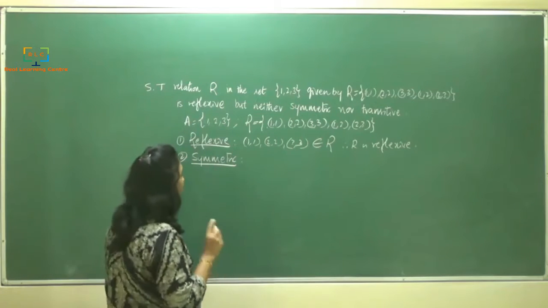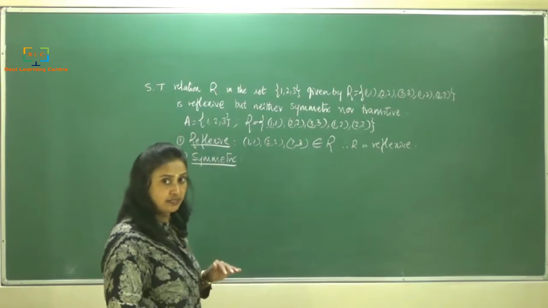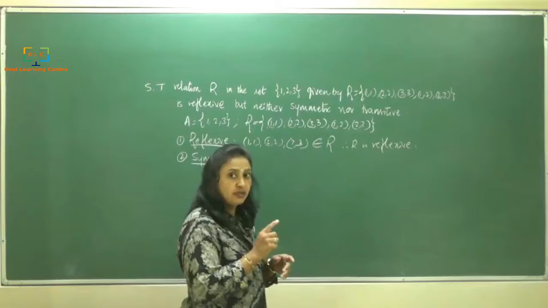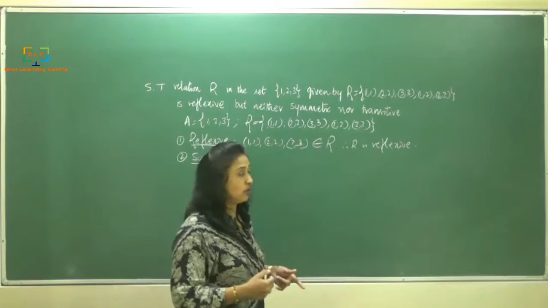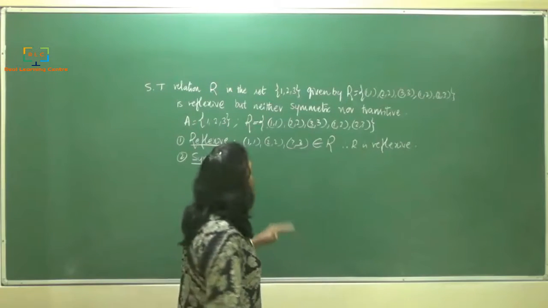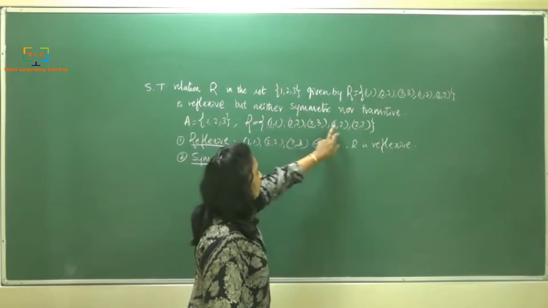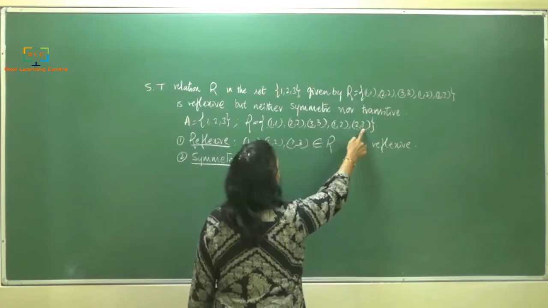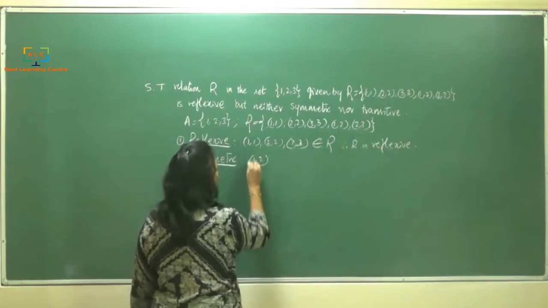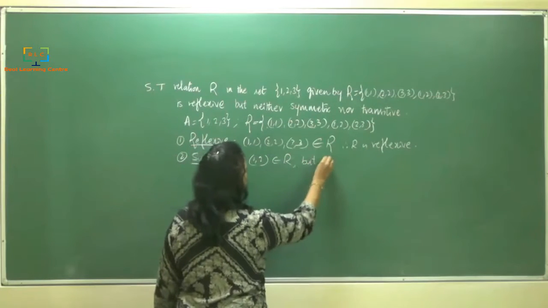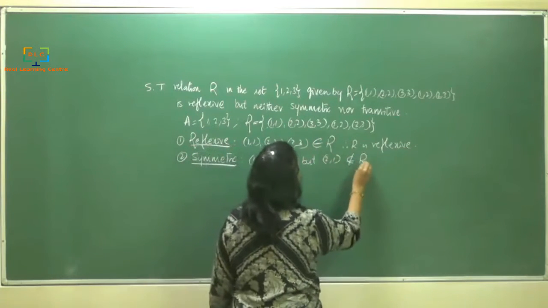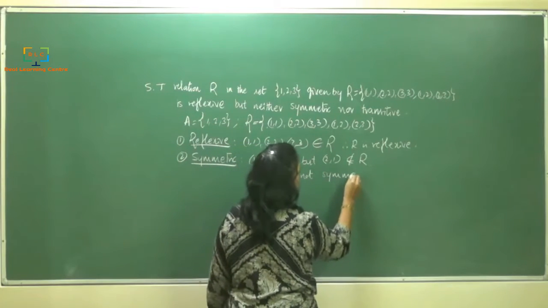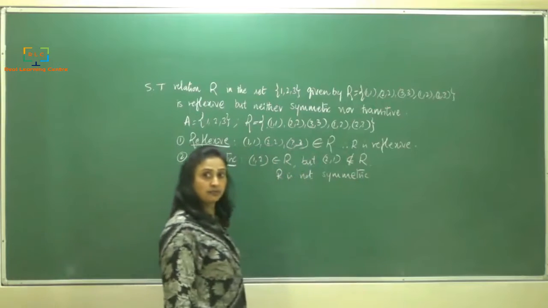Next, I'll go for second one. Symmetric relation. For symmetric relation, you don't need the set A, you only need the relation. So go to the relation and inside the relation you check whether for every (a,b), (b,a) is there or not. And you need not check for the reflexive pairs. For (1,1), (2,2), (3,3), keep them aside. For (1,2), I should have had (2,1). Do you have (2,1)? See, we don't have (2,1) for (1,2). For (2,3), I don't have (3,2). So we say (1,2) belongs to R, but (2,1) does not belong to R. Therefore, R is not symmetric.